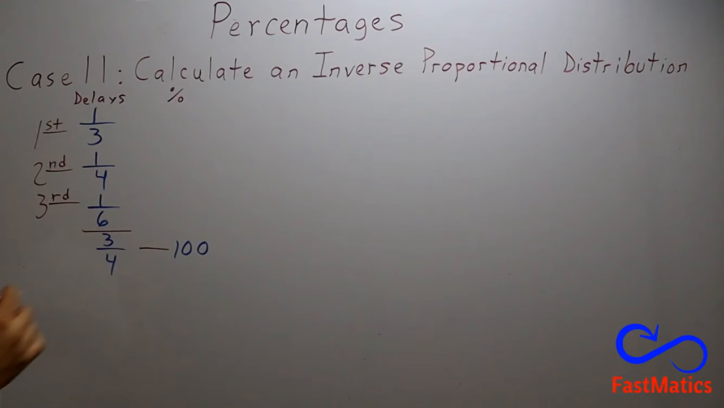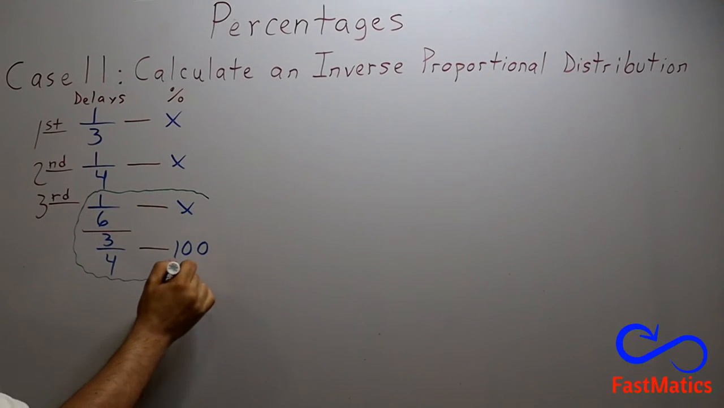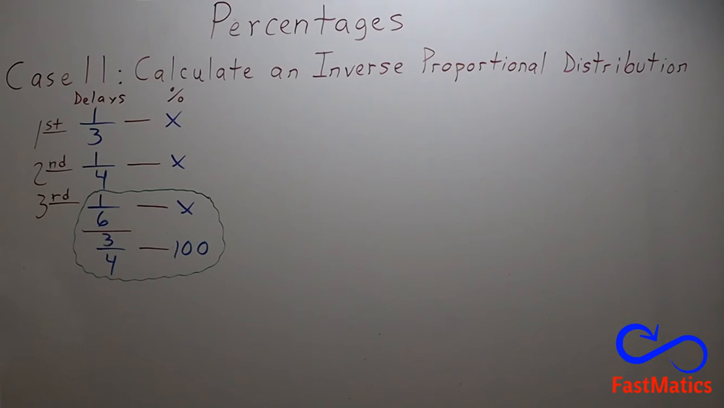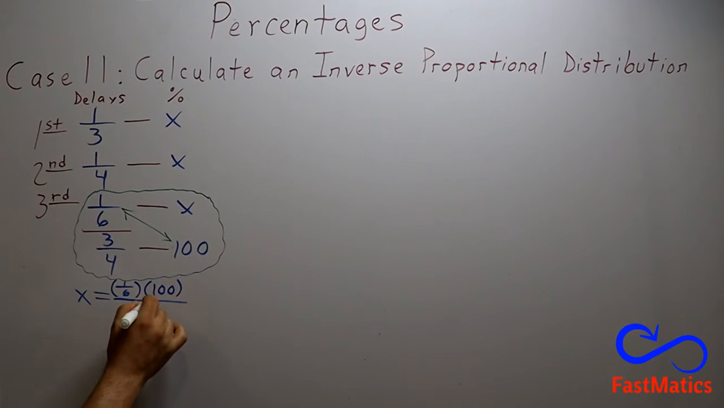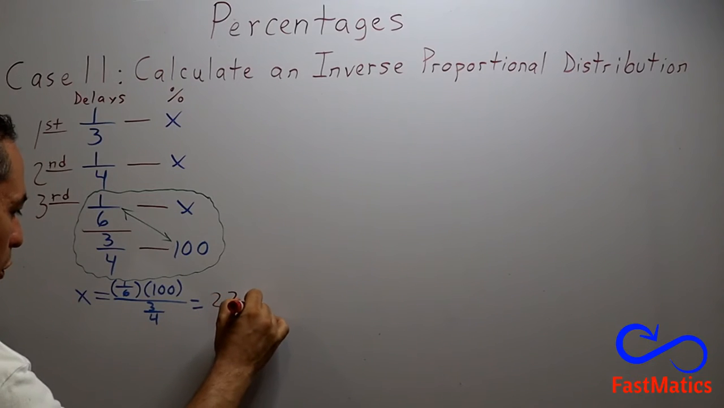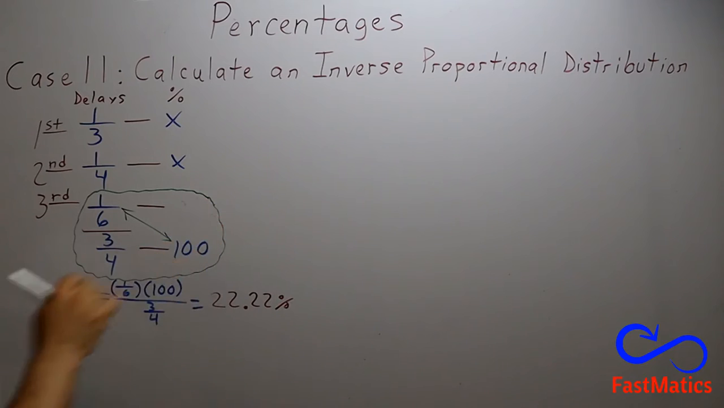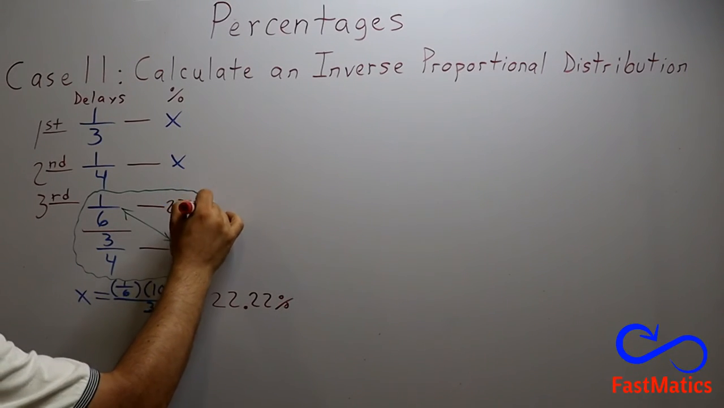But we need to know each employee what percentage of the money is going to receive. So we can see that here we have already a rule of 3. So we remember that a rule of 3 is made multiplying the numbers that have a couple in diagonal, and the answer is going to be divided by the number that doesn't have a couple in diagonal. Then we are going to write x is equal to 1 over 6 times 100 over 3/4. And the answer is 22.22%.